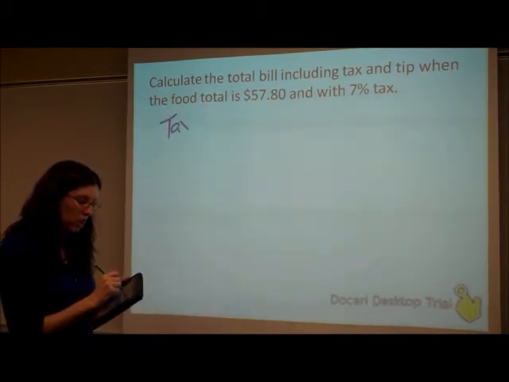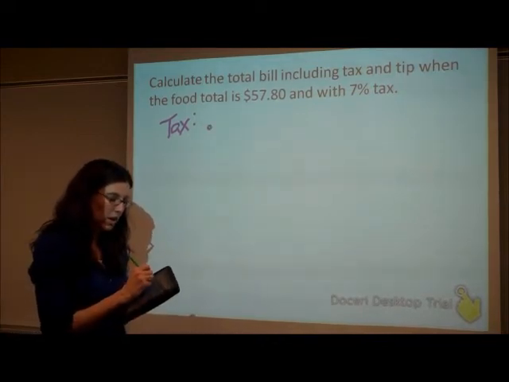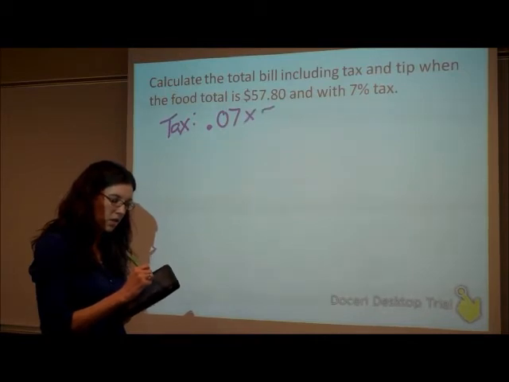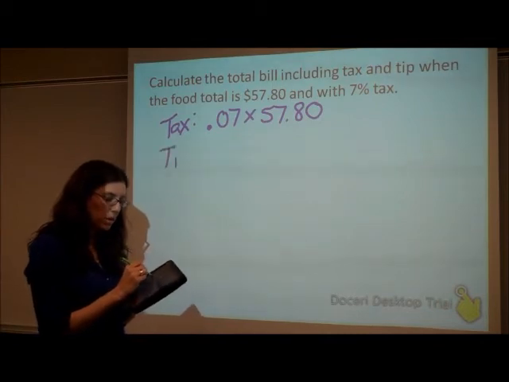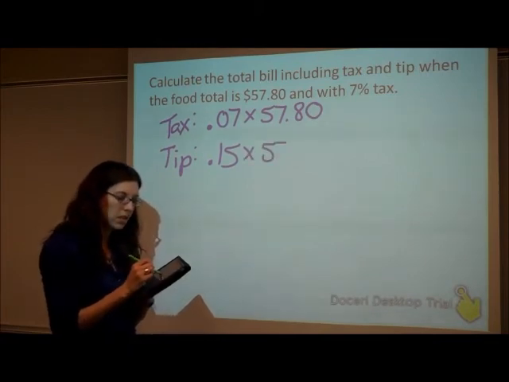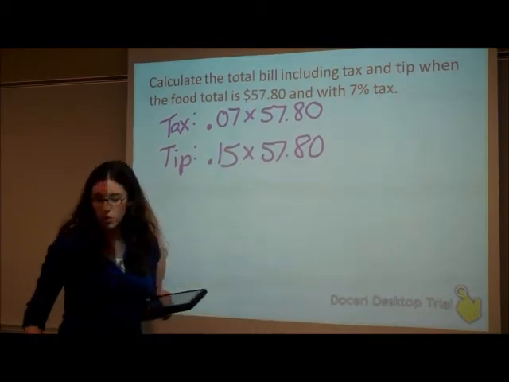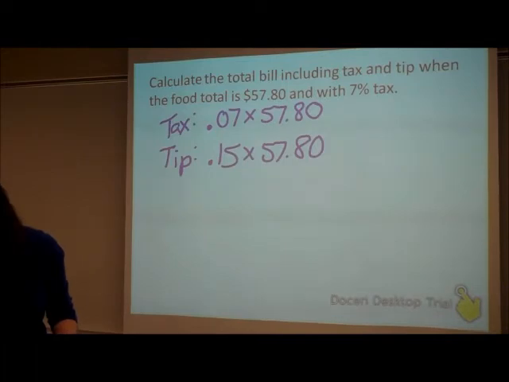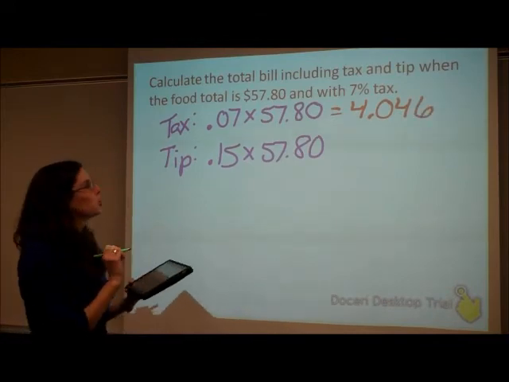So let's just figure out our tax. That it will be 7%, so I'm going to go ahead and write that as a decimal, of $57.80. My tip, I want it to be 15% of the $57.80. Okay? So both of those percentages are going off of your food bill. So our tax, 0.07 times 57.8, we get 4.046. I'll round in just a second.